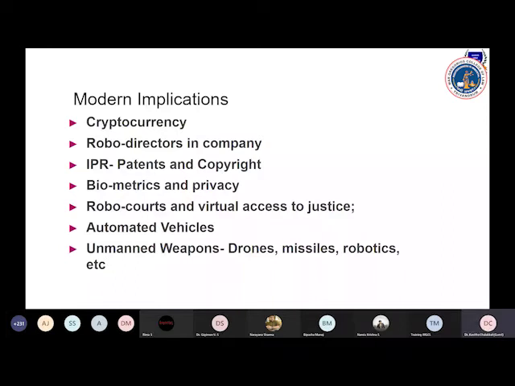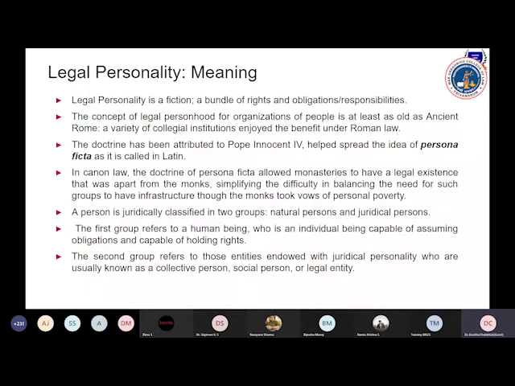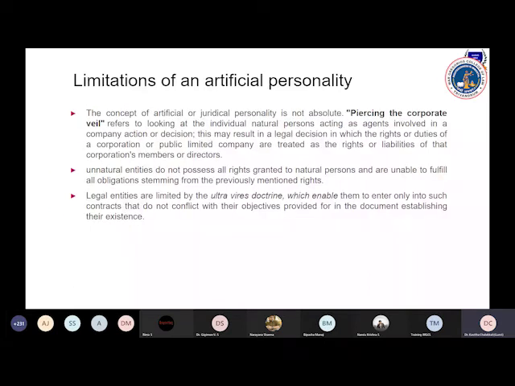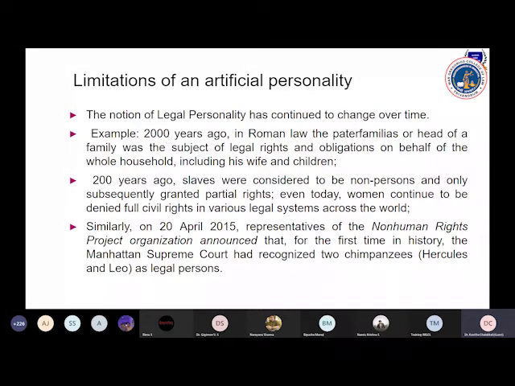So this is an artificial personality limitation for companies. You have this system of piercing the corporate veil, where you can actually look behind the company to identify who is the agent, who is the director. But when it comes to an AI enabled machine, the question is, how will we pierce the corporate veil? So even though there are limitations, the notion of legal personality has changed.